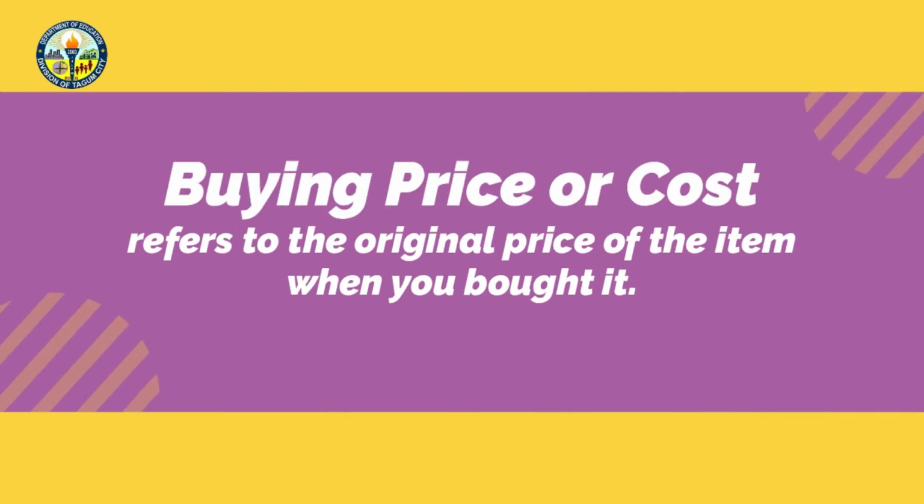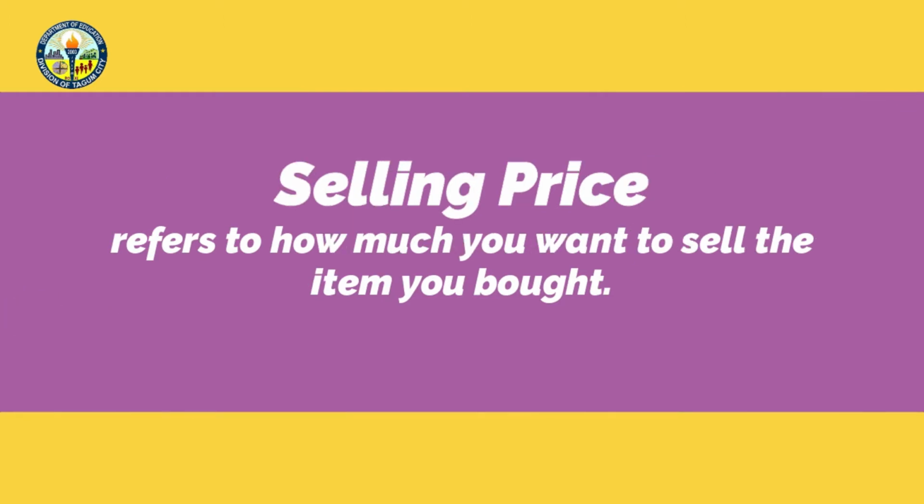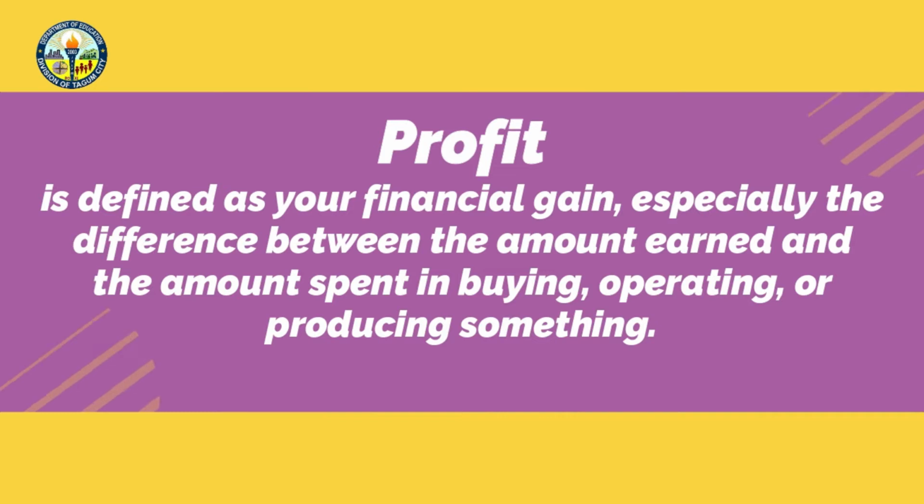Buying price or cost refers to the original price of the item when you bought it. Selling price refers to how much you want to sell that item you bought. Profit is defined as your financial gain, especially the difference between the amount earned and the amount spent in buying, operating, or producing something.